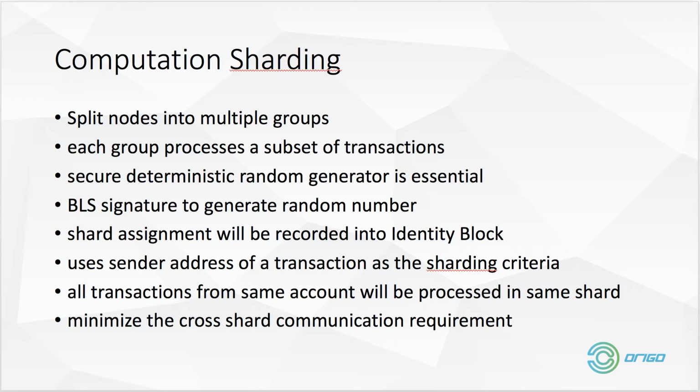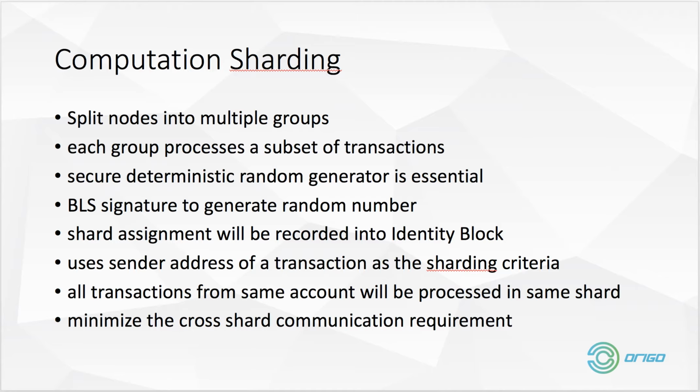So the way we do that is, firstly, we split the nodes into multiple groups. Then each group processes a subset of the transactions. So it doesn't need to process all of the transactions, because it's sharded, right? And you may think about how you divide them. You need a random number, right? Or some random value.